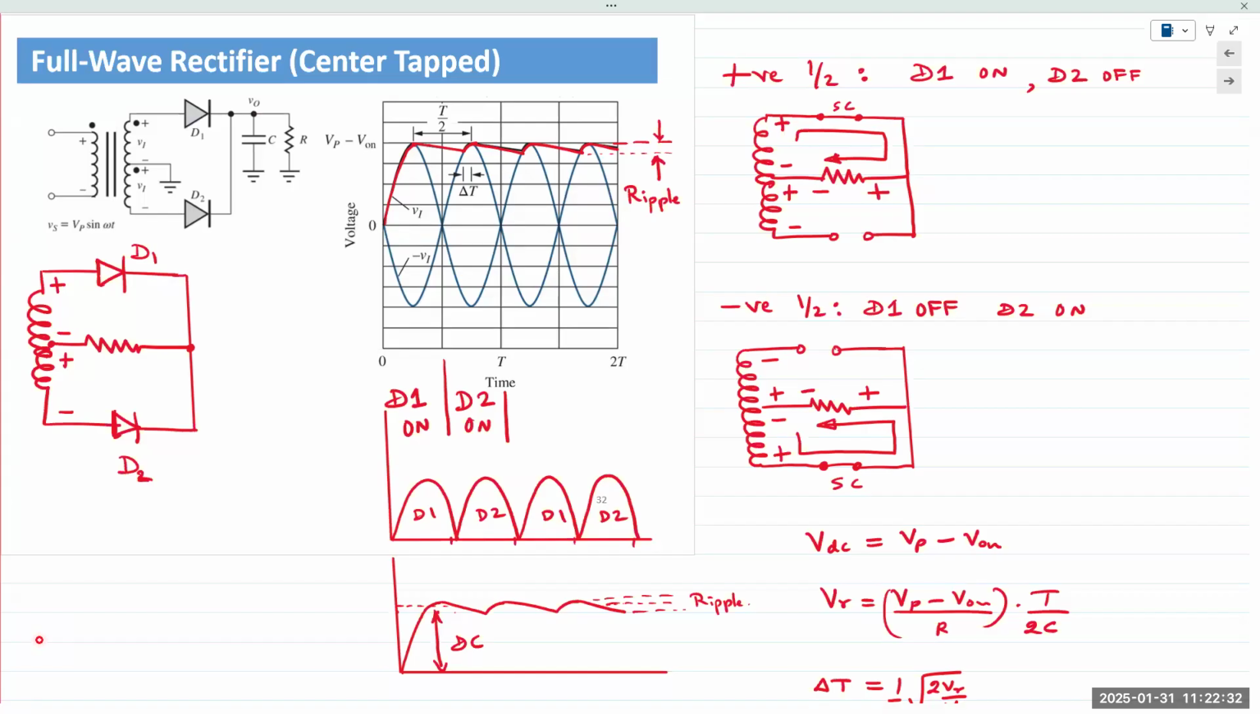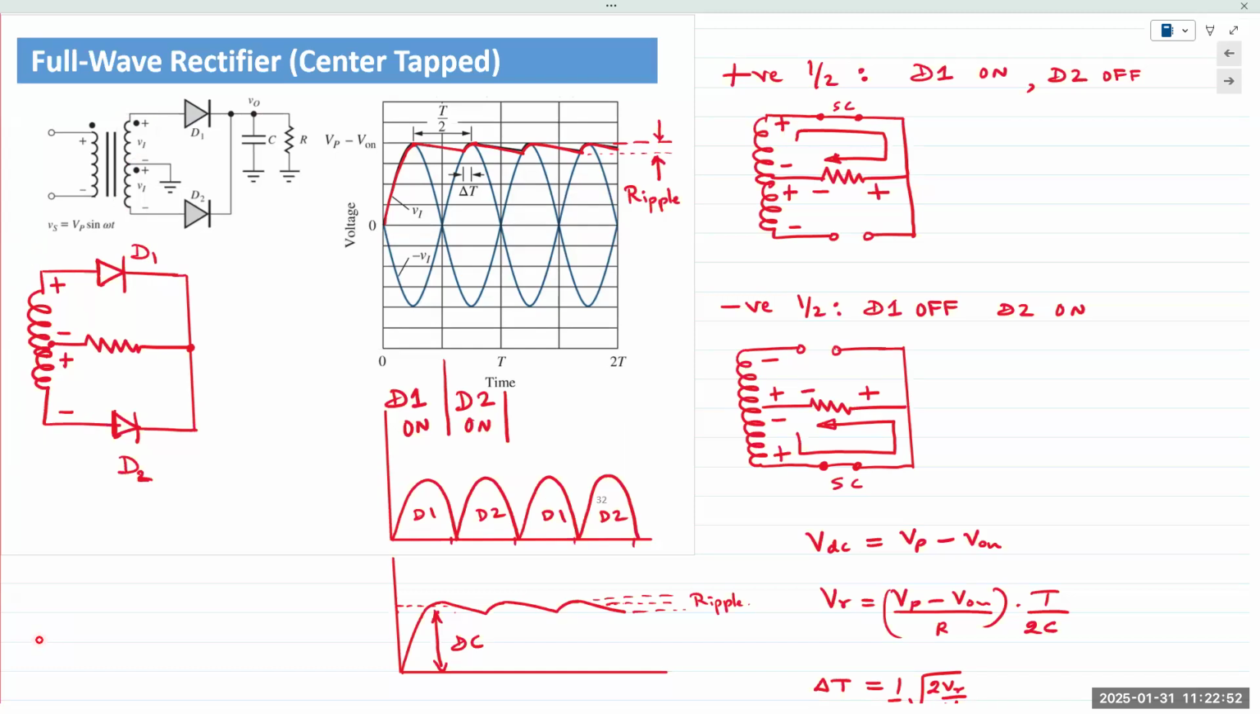Now, if you put a tap in the secondary winding, meaning you take an output, let's say exactly in the center of the secondary winding, now you've divided that secondary winding into two parts. And it looks like this.